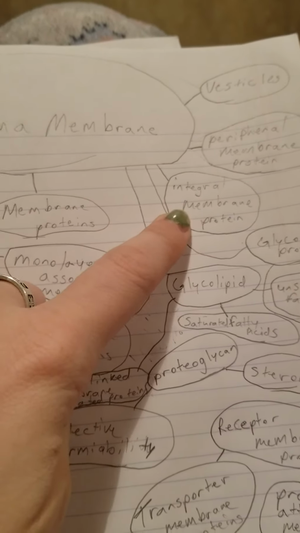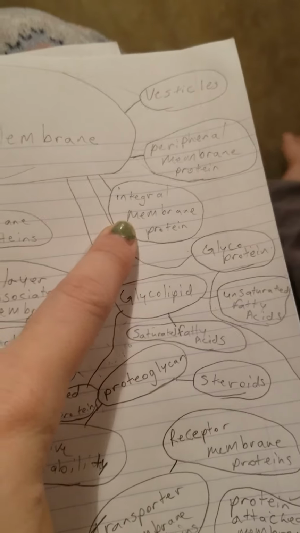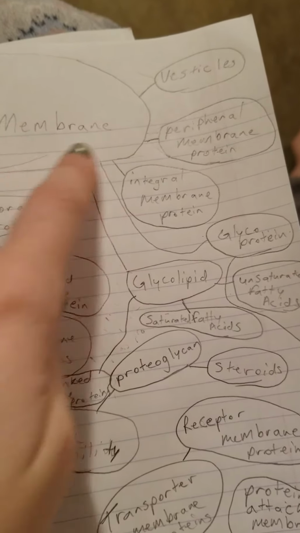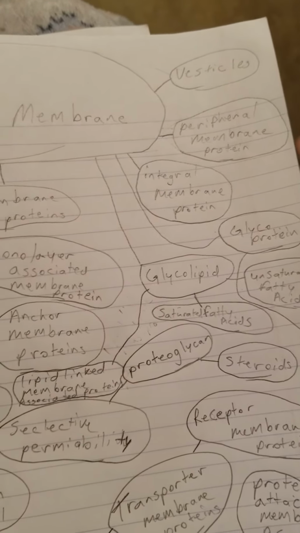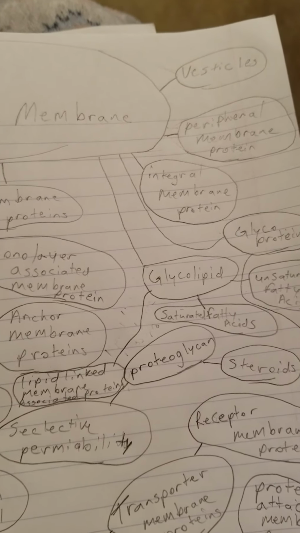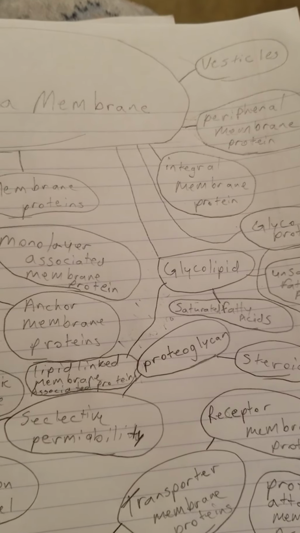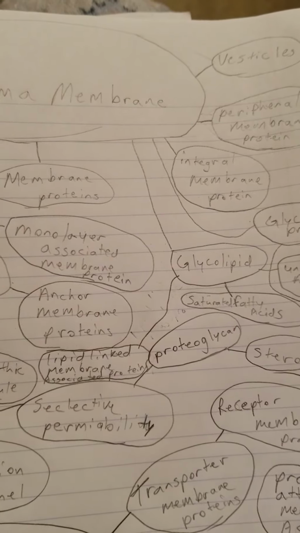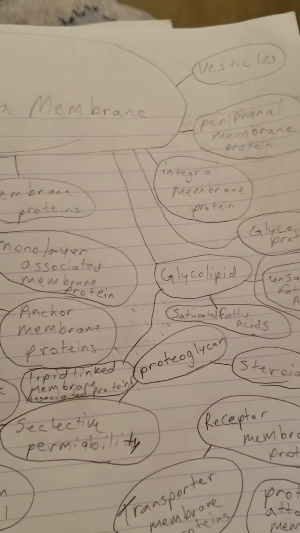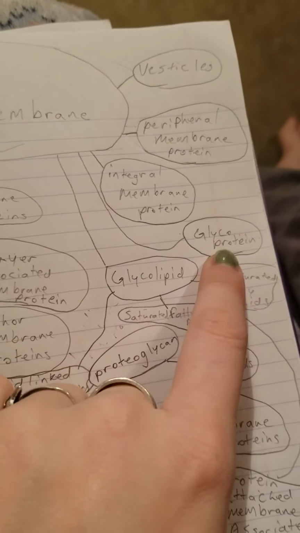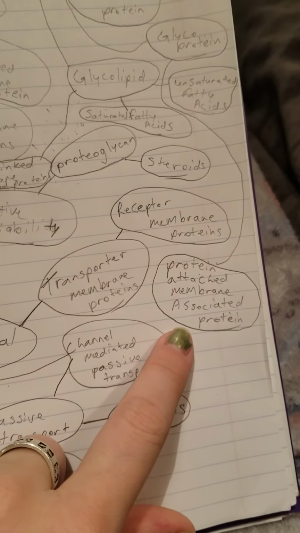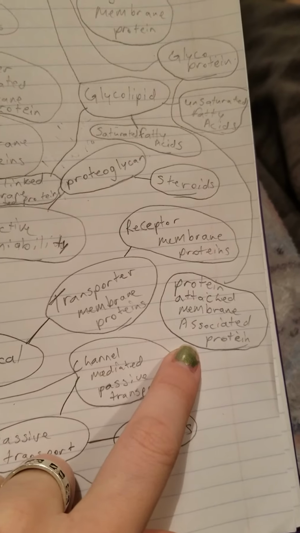And then integral membrane protein is also off to the side. It doesn't really have anything stemming off of them, but they are a part of the plasma membrane, so I have them stemming off of them because they're like the biggest. And then you have glycoproteins, which goes to the protein attached membrane associated protein.